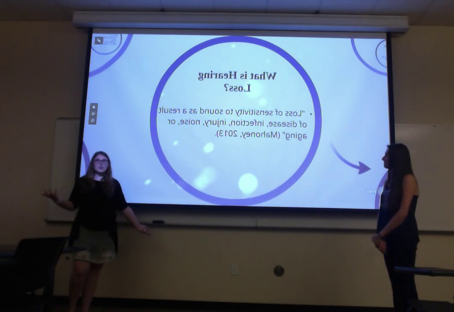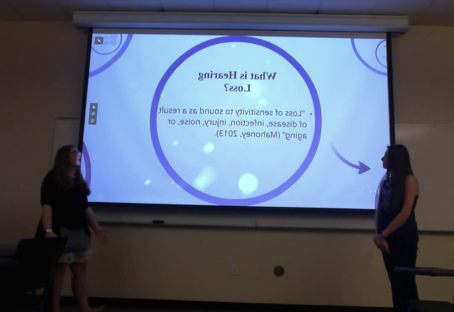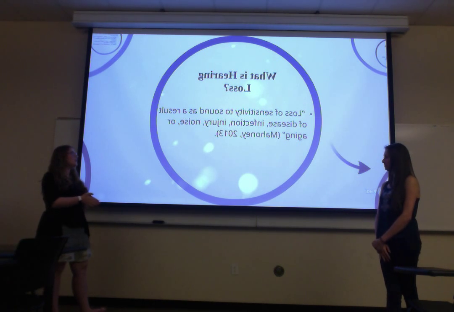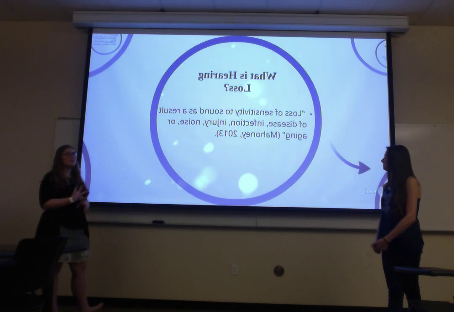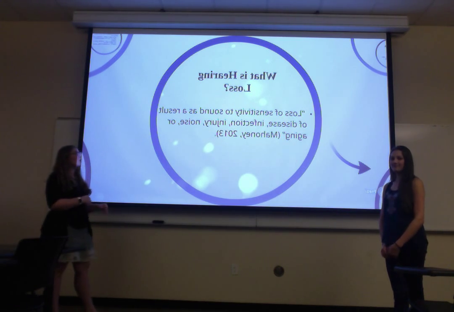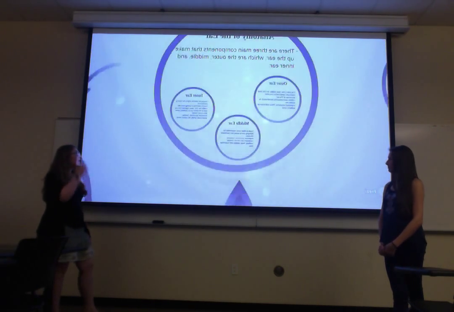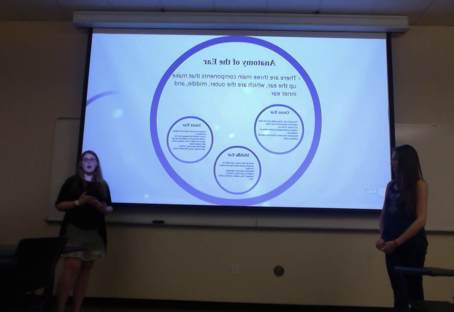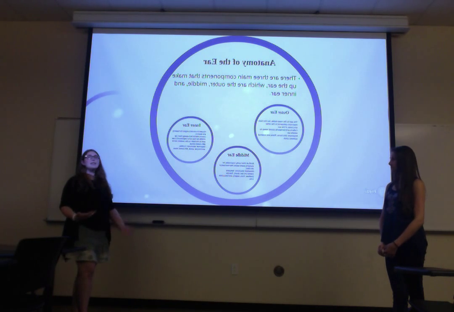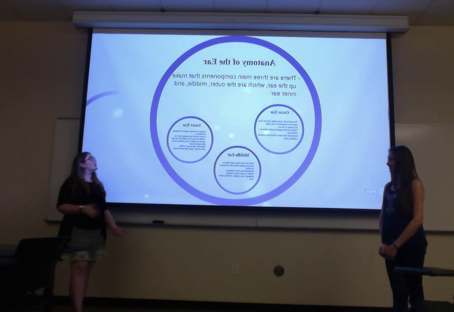So the first thing we should talk about is what is hearing loss. Defined by Mahoney in McGill's Medical Guide Online, it basically states loss of sensitivity to sound as a result of disease, infection, injury, noise, or aging. But to get a better understanding of hearing loss, which is essentially breakdowns in different components of the ear, you really need to get an understanding of the anatomy.